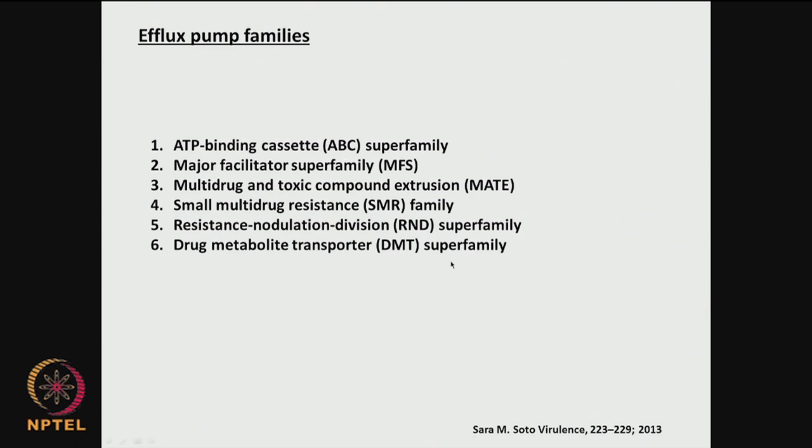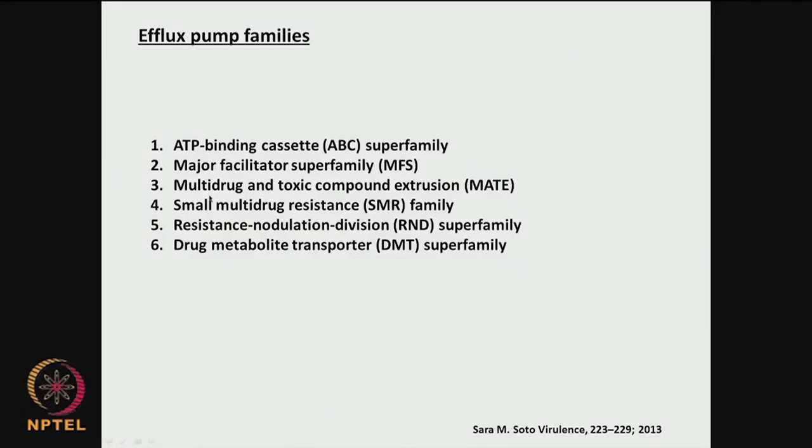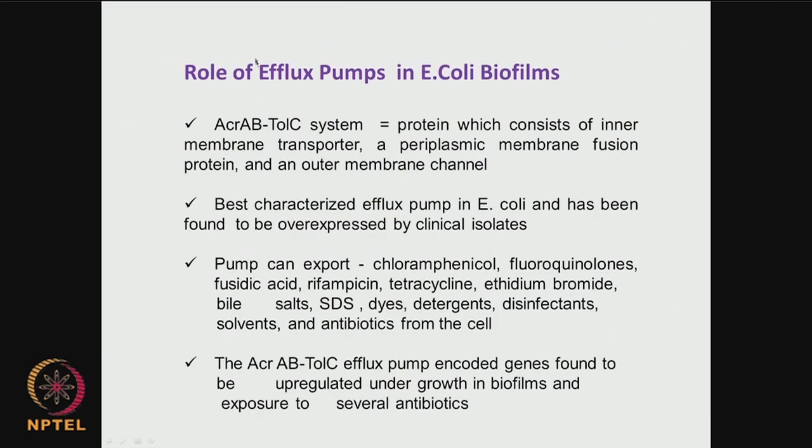You do not have to get very worried about these biological names, but you have to understand there are many families of efflux pumps. Sometimes in drug discovery, if they decide to design molecules for one certain family of efflux pump inhibitor, you could have several efflux pump families which you need to consider. One is called the ATP binding cassette superfamily, other is called major facilitator superfamily. There is a multi-drug and toxic compound extrusion family, small multi-drug resistance family, resistance nodulation division superfamily, drug metabolite transporter superfamily. So, even the metabolites that are formed when the drug is introduced, there are efflux pumps which can throw them out. So, a large number of families are there, and these are called efflux pump families which throw out any foreign metabolite that is present inside the bacteria.